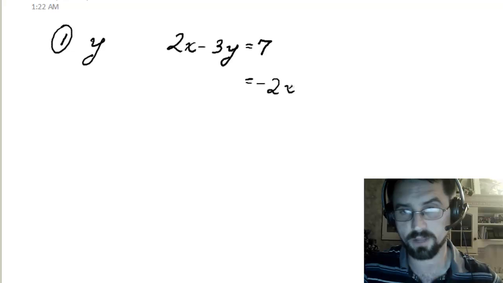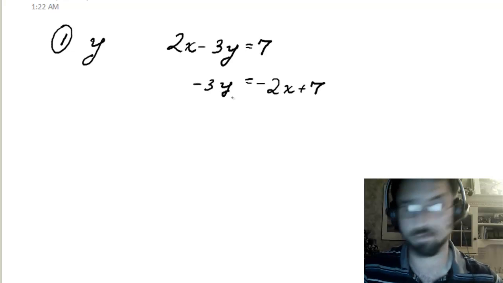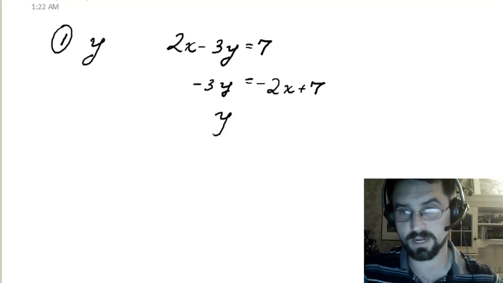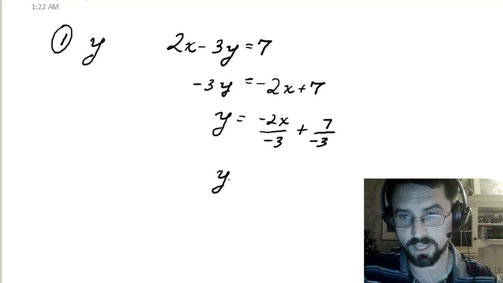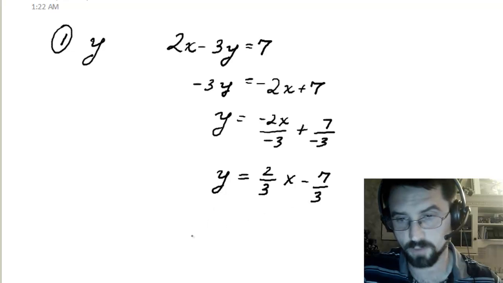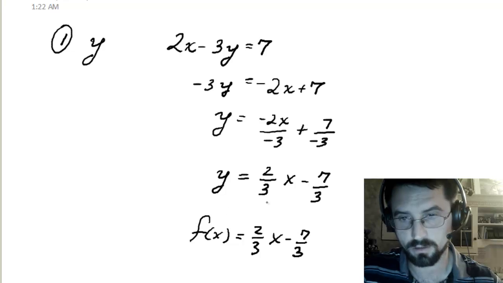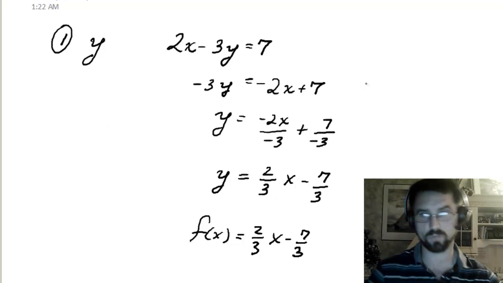So that gives me negative 2x plus 7 equals negative 3y. Then dividing everything by negative 3, we get negative 2x over negative 3 plus 7 over negative 3. Cleaning it up where we can, we get this. If the problem wanted function notation, because this is a y, I could actually go f of x is 2/3 x minus 7/3. But our goal here was to get y by itself, and we did that.